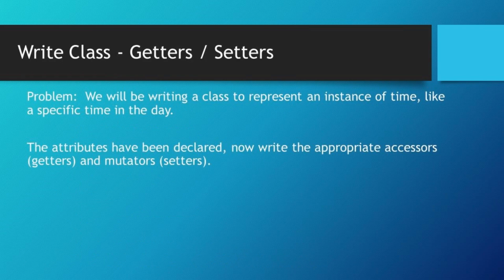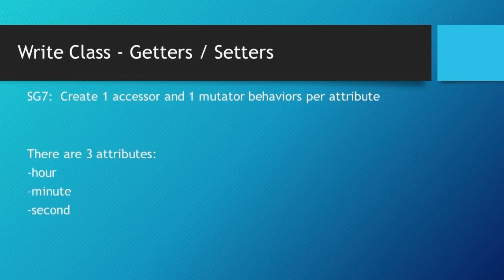Now we continue writing a class to represent an instance of time. The attributes have been declared. Now we write the appropriate accessors, getters, and mutators, setters. For subgoal 7, we create one accessor and one mutator per attribute. There are 3 instance attributes, so we will need 3 getters and 3 setters.